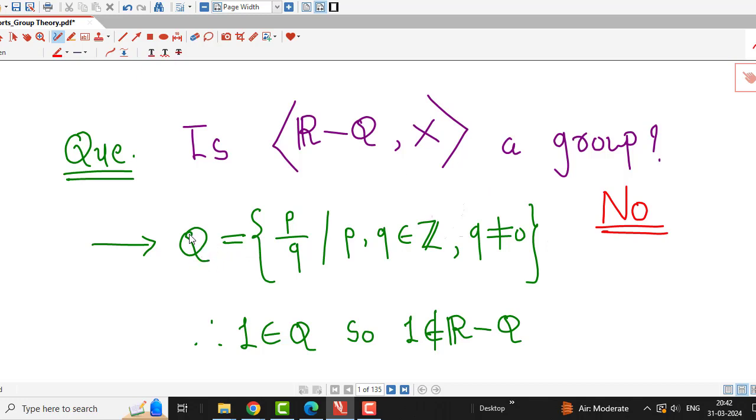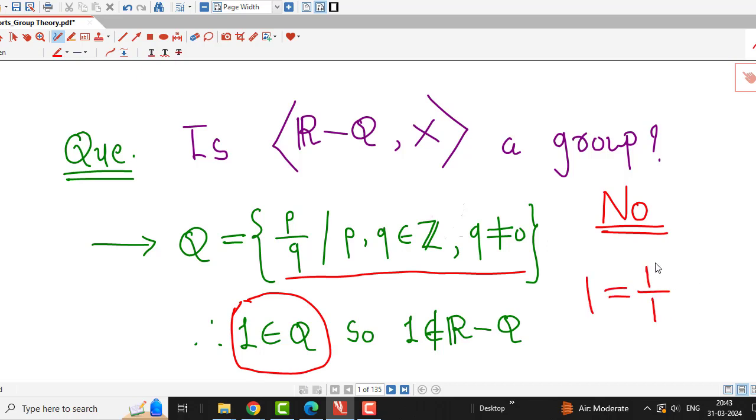We know that Q is the set of rational numbers, that is, the set of all quotients p/q where p and q are integers and q is different from 0. Therefore 1 is a rational number. We can write 1 as 1 divided by 1, and 1 and 1 are both integers.